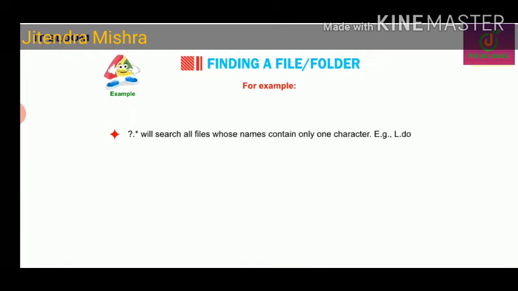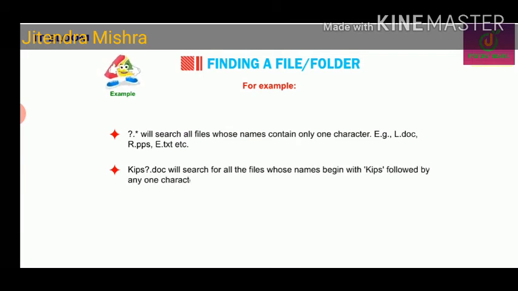Example: L.doc, R.pps, E.txt, etc. Kips?.doc will search for all the files whose names begin with Kips followed by any one character and whose extension is .doc. Example: Kips1.doc, Kips2.doc, etc.